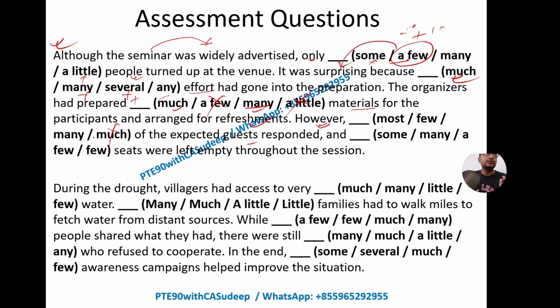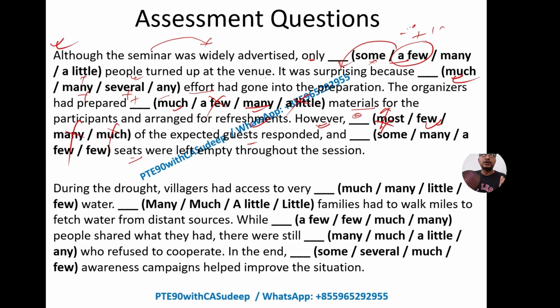Many cannot come, because we are trying to have a negative sense here: only a few people have responded. So many cannot come. Now left are must or few. Must also denotes a bigger quantity, so it cannot come. The only option left is few. However, few of the expected guests responded, and dash seats were left empty.